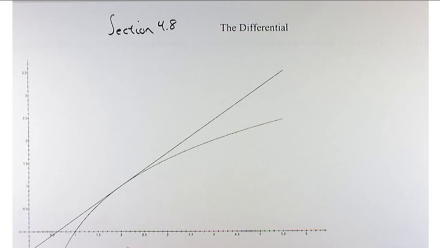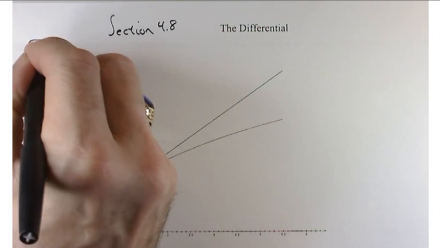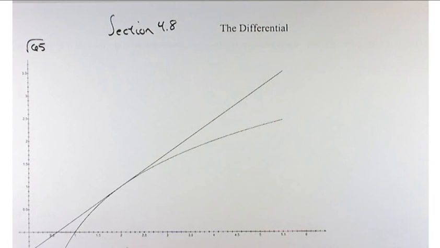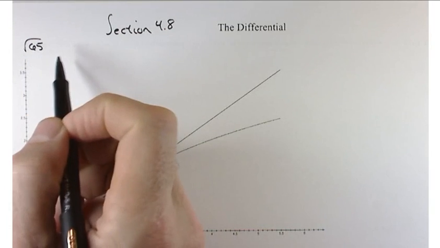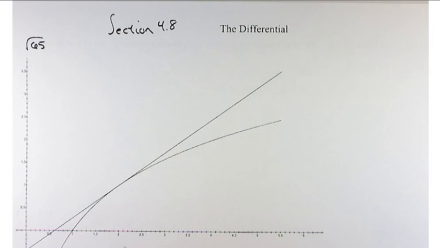So if I asked you to calculate the square root of 65 without a calculator, what would you tell me? What would you guess? 8 point something, right? Because the square root of 65 is close to the square root of 64, and we know what the square root of 64 is. So 8 something is a good guess.